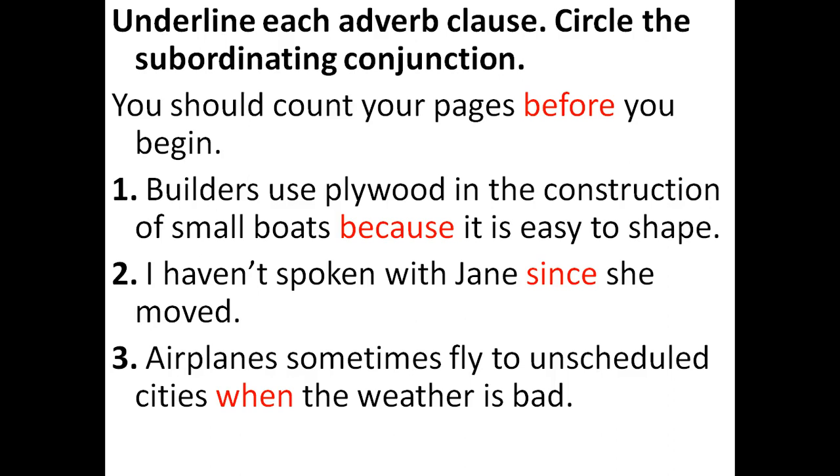Sentence number 2, I haven't spoken with Jane since she moved. Sentence number 3, airplanes sometimes fly to unscheduled cities when the weather is bad. So you can see here the red words before, because, since, and when. These are subordinating conjunctions. From the conjunction till the end of the sentence, this part is called the adverb clause.